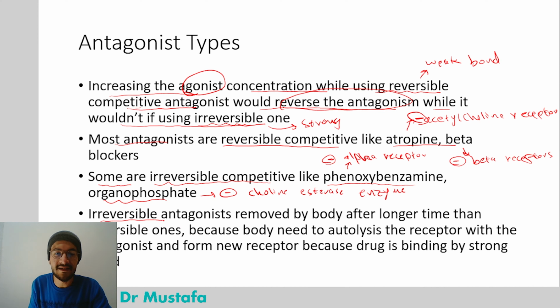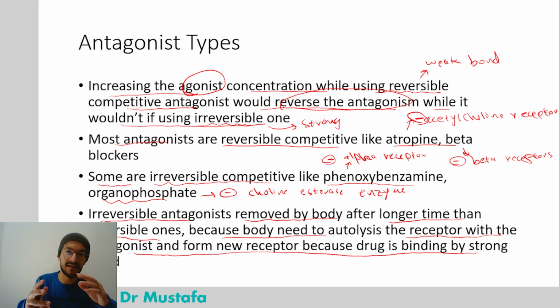Now, irreversible antagonists are removed by the body after a longer time than the reversible ones, because the body needs autolysis of the receptor with the antagonist to form a new receptor, because the drug is bound by a strong bond. So basically the drug is stuck with the receptor, and the receptor needs to undergo autolysis to get rid of the drug, and this is the only way to get rid of the irreversible antagonist. So that's why the receptor would undergo autolysis.